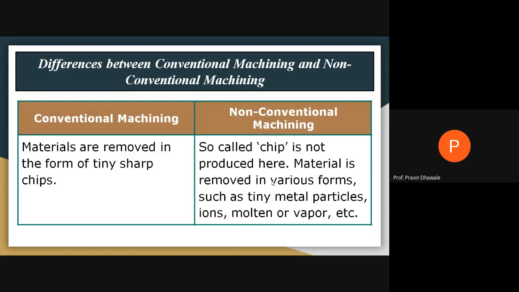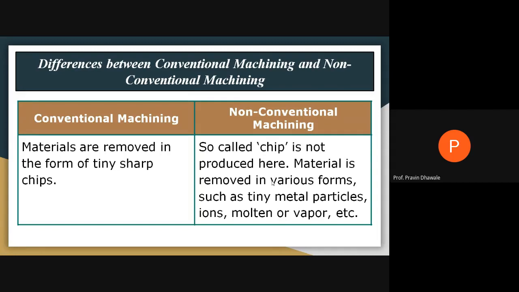Okay, the next point. Whatever excess material you are removing from the workpiece, what is the shape of such material? That is, materials are removed in the form of tiny sharp chips. Means chip formation has to happen in order to remove the material from the workpiece in case of the conventional machining process. That is, the material is removed in the form of chips.